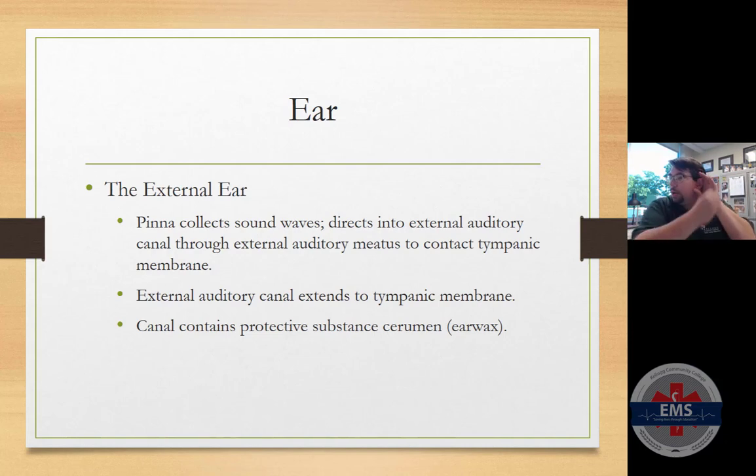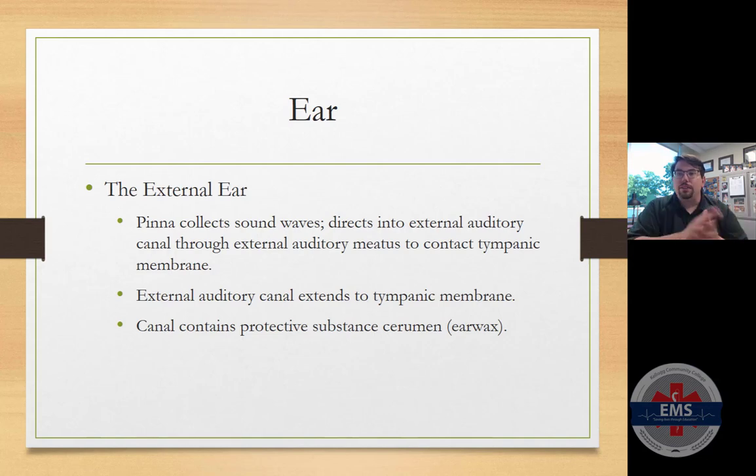It's going to direct them down into the auditory canal through the external auditory meatus to connect to the tympanic membrane. The tympanic membrane is your eardrum. The external auditory canal is going to extend all the way out of your ear all the way into that tympanic membrane. At that tympanic membrane, we're going to move from external to internal. We'll talk more about that in a second.